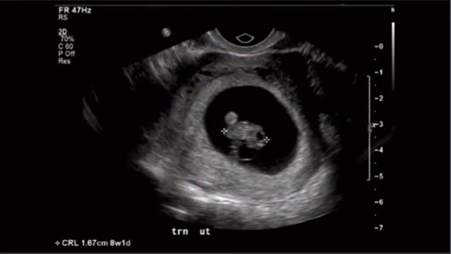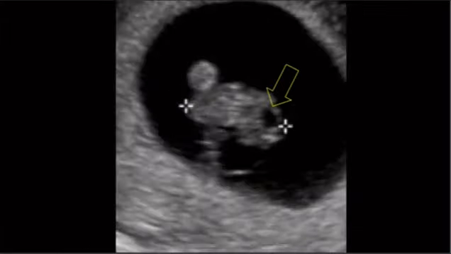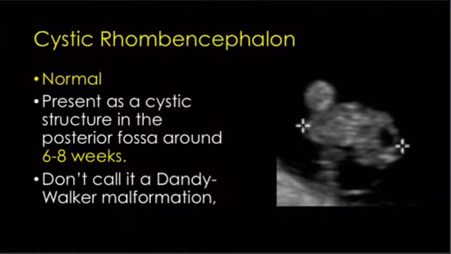Okay, so this is an Ant Mini. We got a little guy and we got a hole in the head. Little guy with a hole in the head. All right, so this is one of those classic tricks, right? Looks like a bad thing, but it's not. This is the normal cystic rhombencephalon, all right? So the key component is that it's not a Dandy Walker malformation.